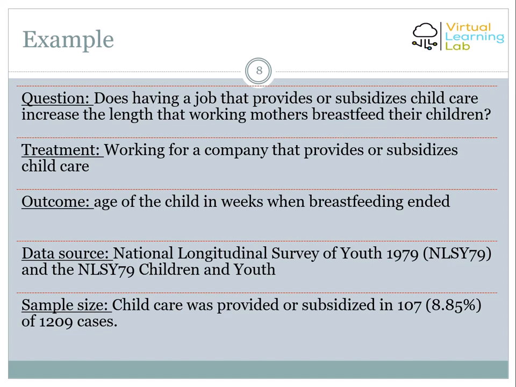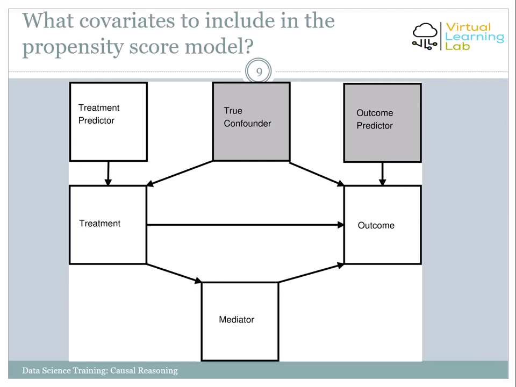So for this example, we have 107 mothers that worked for a company that subsidized or provided childcare, which is 8.85%. That's pretty typical of propensity score analysis, where the treatment group is much smaller than the control group. The variables that you want to control are in gray here. The most important are true confounders.